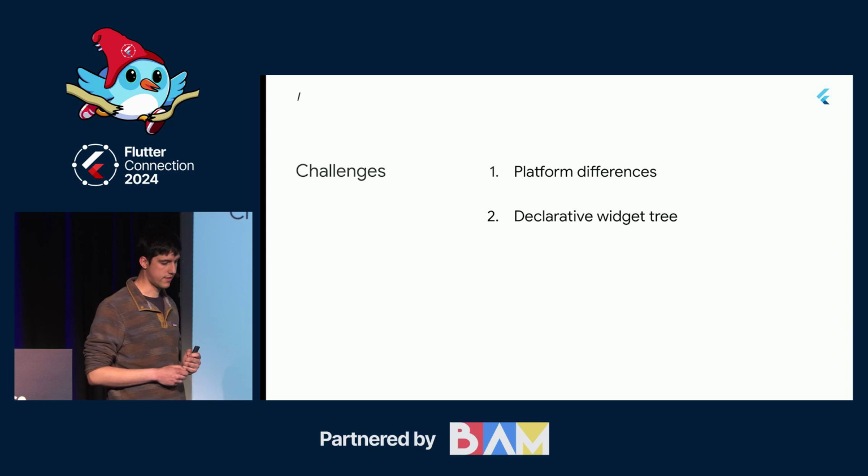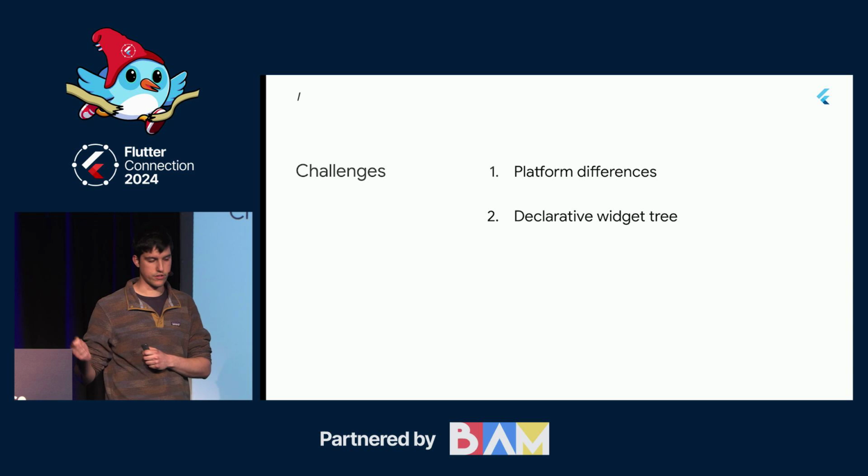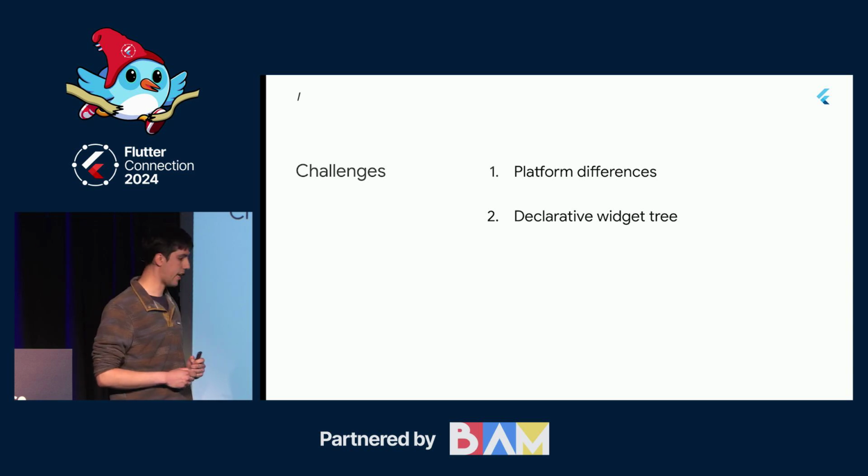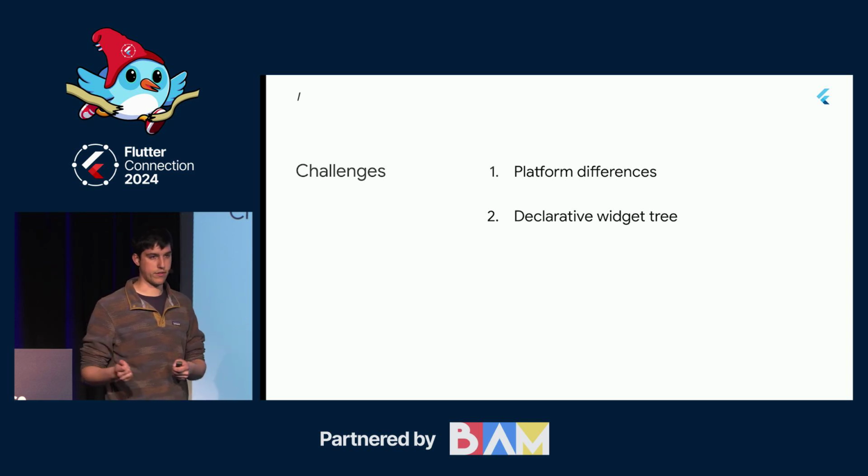Another problem is the fact that the widget tree is declarative. So you state exactly how you want your application to look, and then the Flutter framework magically figures out how to do that. Unfortunately, for windowing APIs, that doesn't quite work. You might ask the platform for a window of a certain size, and then the platform might give you a completely different window instead.